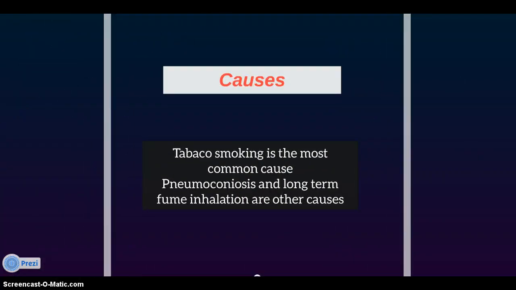And what are the causes of chronic bronchitis? We have that tobacco smoking is the most common cause. Pneumoconiosis and long-term fume inhalation are other causes.